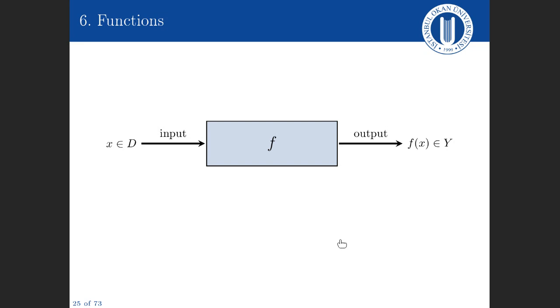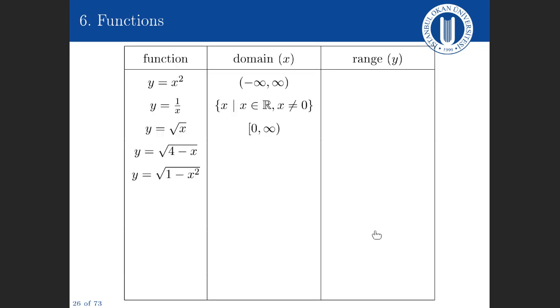Or we might think of a function as a machine. We put a number into the machine and we get another number out. We put a number x in the domain into the machine, and the number which comes out is the number f of x, which is in the target y. I'm going to run through some examples of some functions, and I'm going to talk about domains and ranges of these functions.